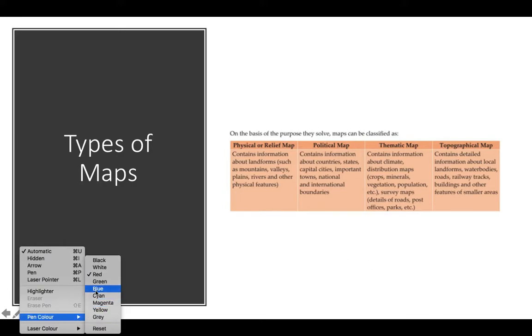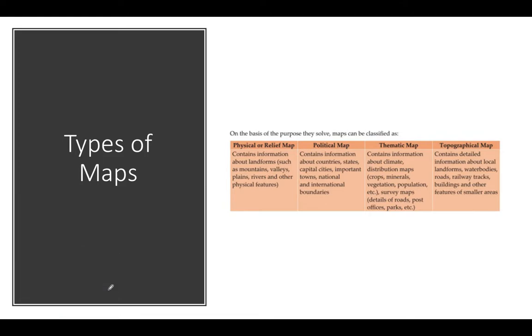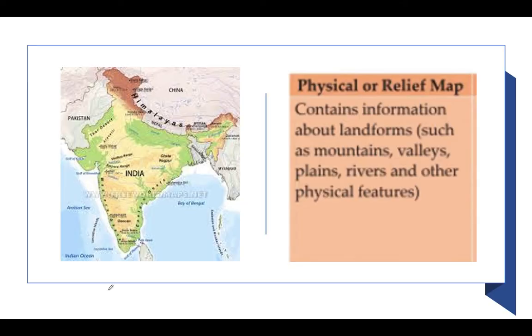Hello everyone. In our last class, we discussed the globe and maps and the various types of maps. Now we will discuss in detail each and every type of map. So the first map is the physical or relief map.